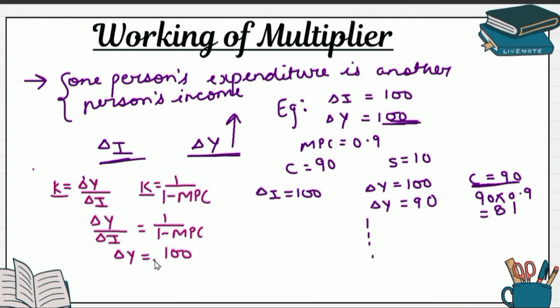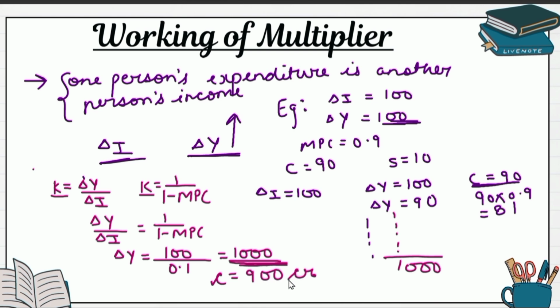1 minus MPC, MPC is 0.9, so 1 minus MPC is 0.1, which means the total increase in income would be 1000. Now I know the total of this column would be 1000, and consumption will be 0.9 times of this change in income, which means it will be 900 crores. And if my MPC is 0.9, my MPS would be 0.1, so my savings would be 100 crores. This is how you can find the total change in income, the total change in consumption, etc.